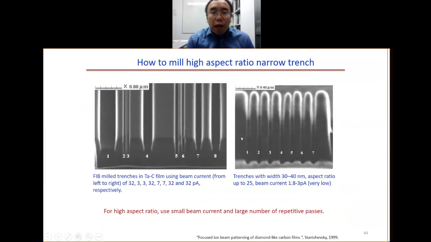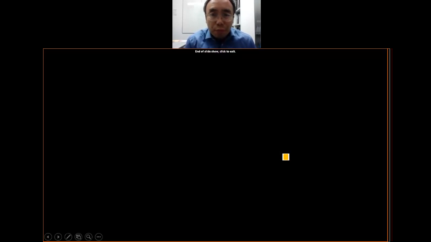Now how to mill high aspect ratio narrow trenches? The only way to get this is to use a very low beam current. For example, here's the milling of trenches with different beam current. With 32 picoampere, you get this V shape. With 3 picoampere, it is also V-shaped, but very narrow. The same here. Here the current is only 1.8 to 3 picoampere, a very, very low current, a very well focused beam. You can have high aspect ratio milling. Thank you.